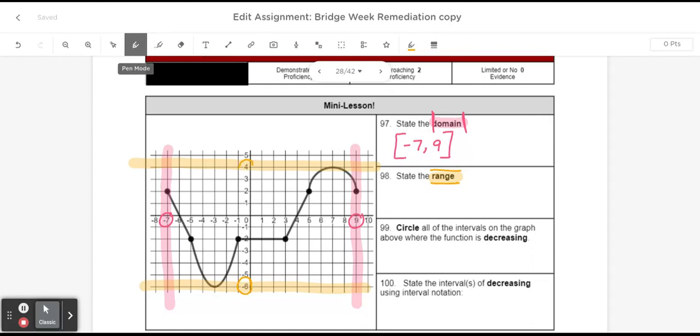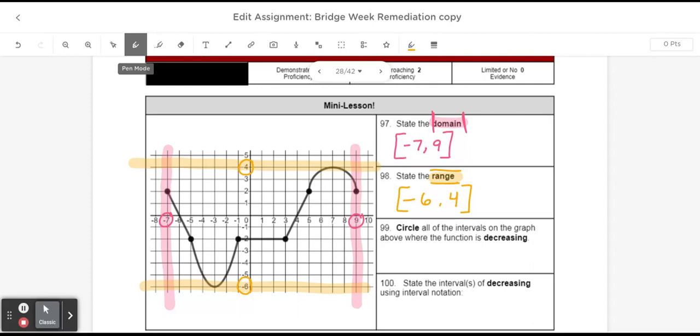-6 and +4. So I would say -6 and +4, and I'm going to use brackets to describe that because there are closed circles at both the bottom and the top. It's a nice curve, so there are no open circles.